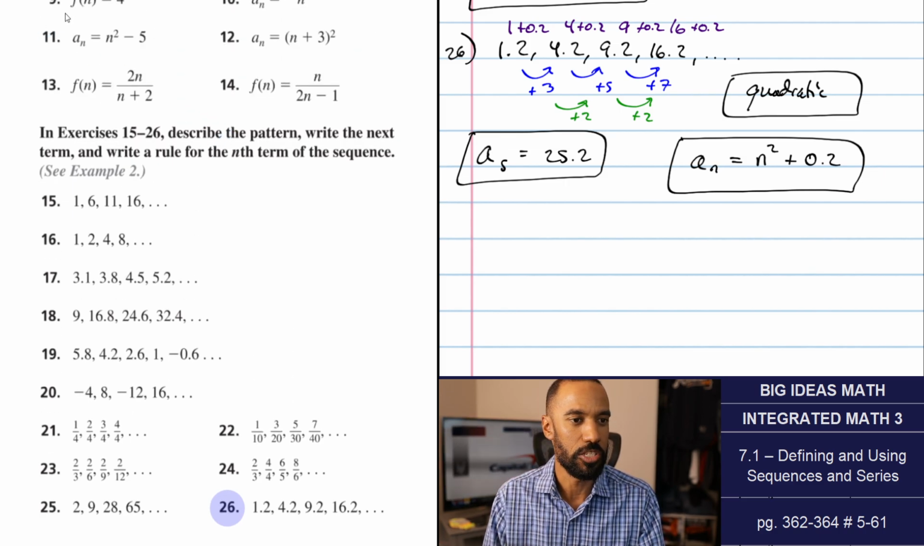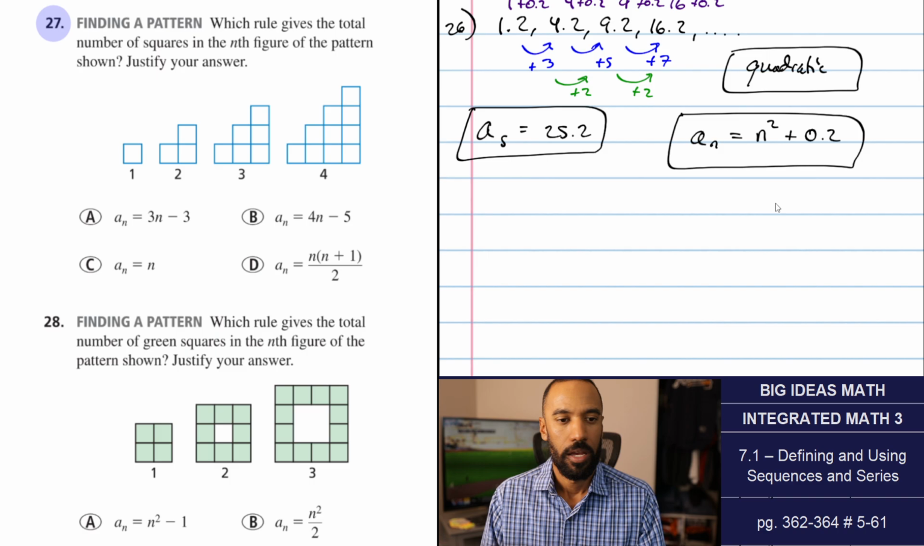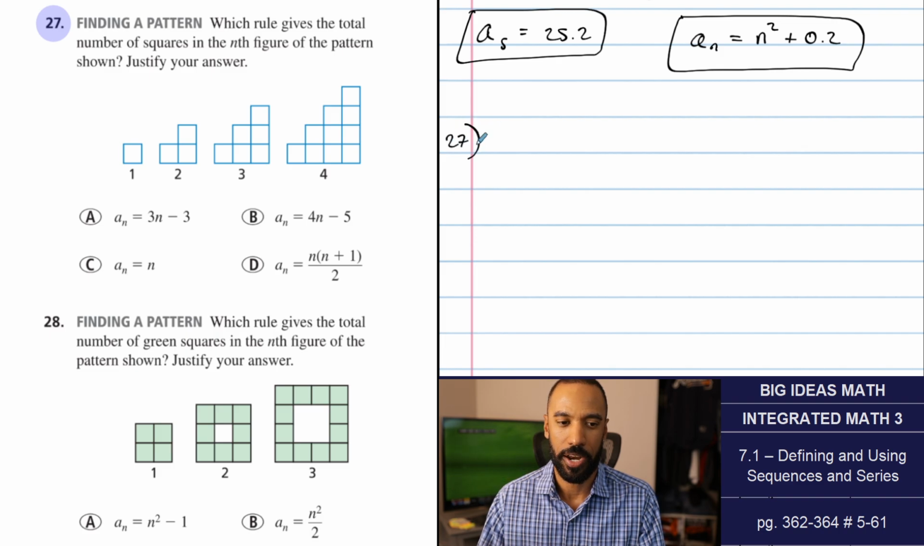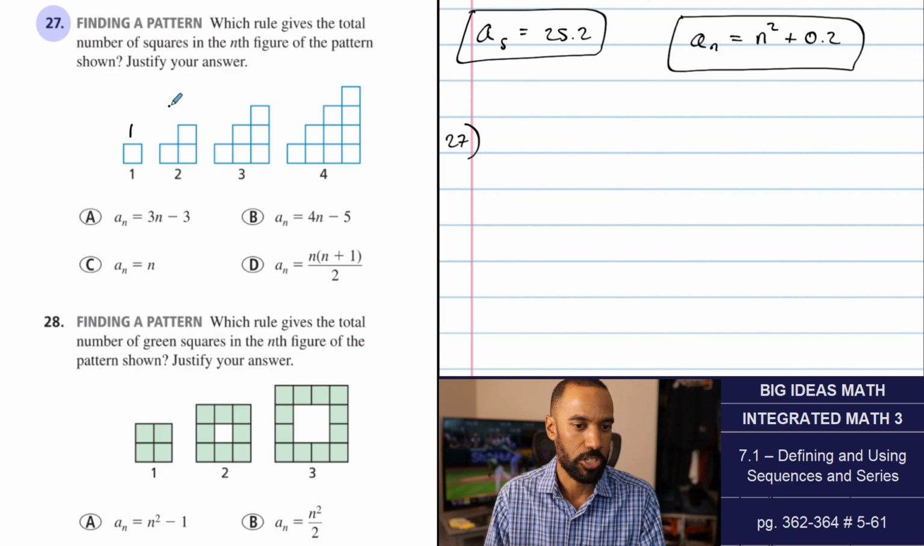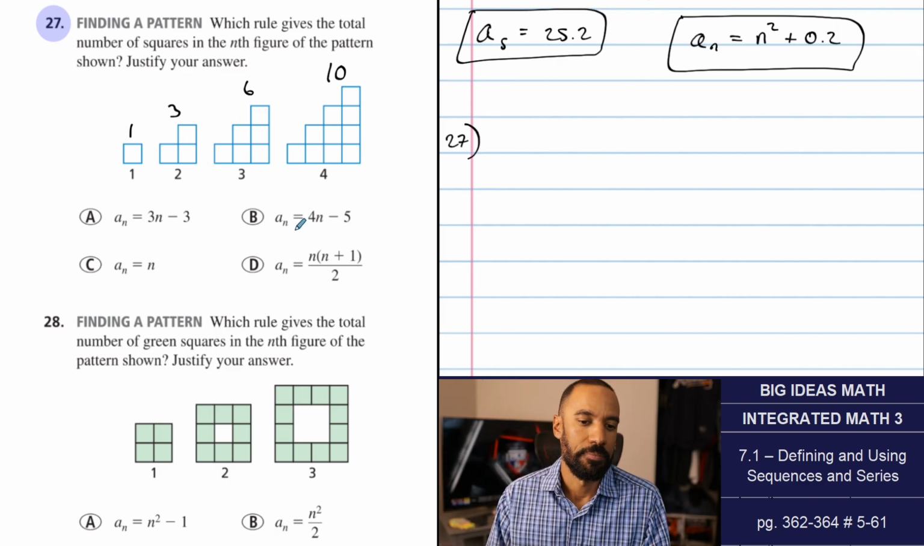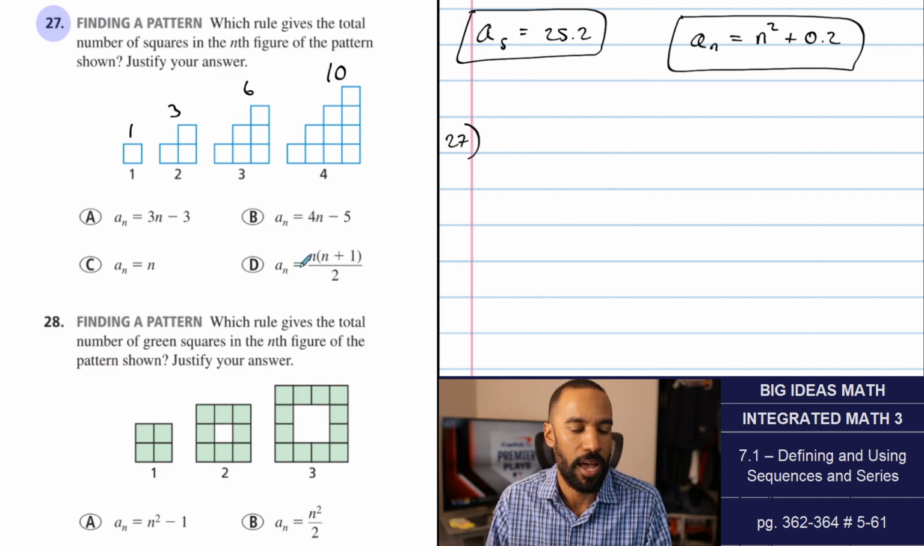Nothing else on the bottom. Let's move to the next frame. Okay, which rule gives the total number of squares in the nth figure of the pattern shown? Justify your answer. Number 27. The first term has 1 tile, the next term has 3, and this has 6, and this has 10. Are those the triangular numbers, I think? Is that what they're called? 1, 3, 6, 10. Let's see which one follows that.